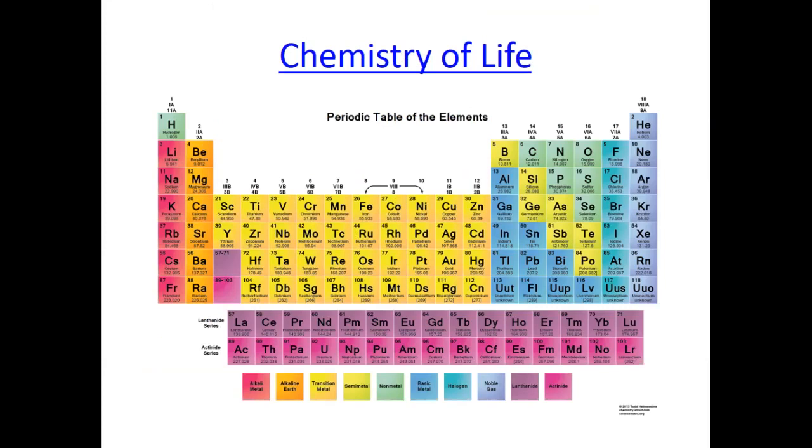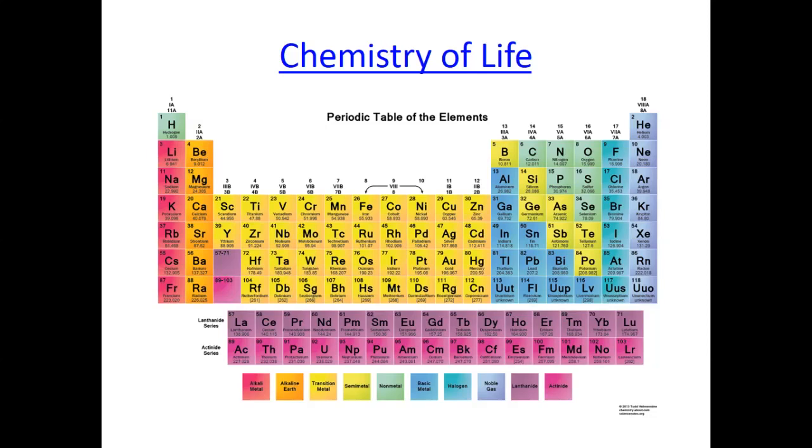This is the periodic table of elements. This table consists of all of the elements that are currently known to man. Every square on here represents a naturally occurring pure substance, which is an element. Each element has an abbreviation of 1 or 2 letters. For example, carbon is C, hydrogen is H, chlorine is Cl.